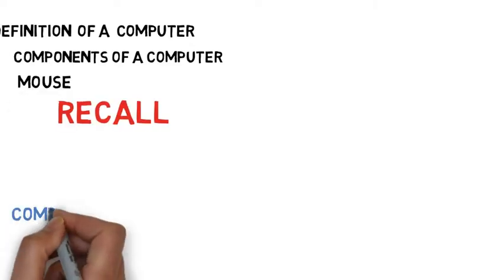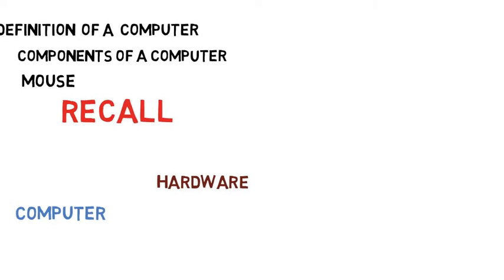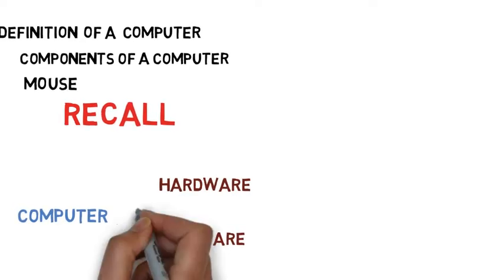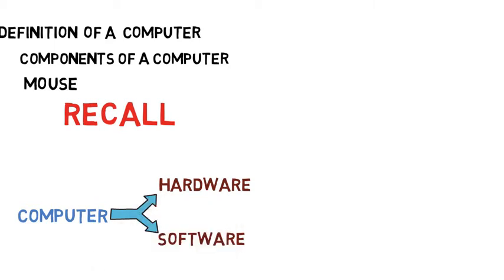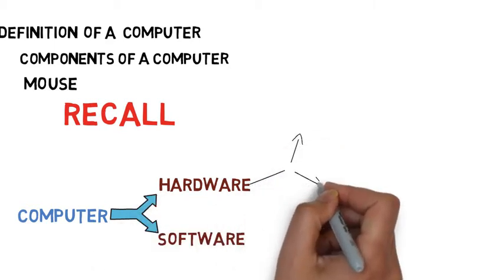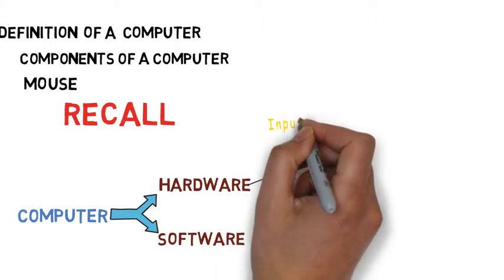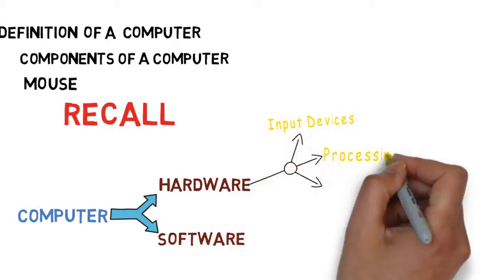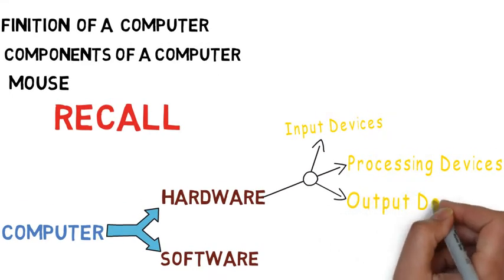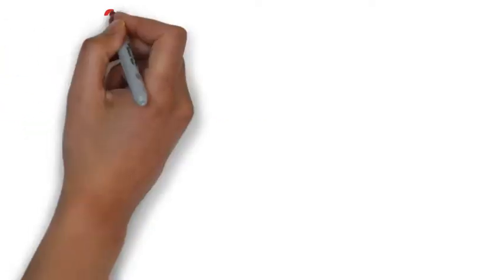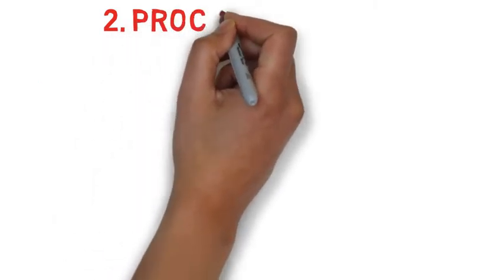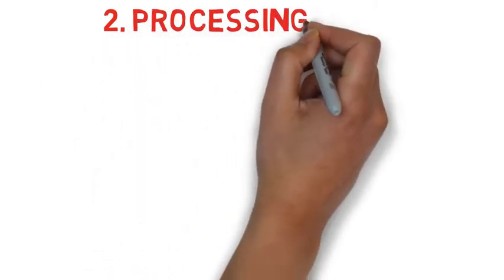As a recall, we said a computer is made up of two principal components, which are the hardware and the software. We further said for better understanding, the hardware components will be divided into three categories, which are the input devices, the processing devices, and lastly, the output device. We went ahead and talked about the input device as the first, and in this video, we shall talk about the processing devices as the second.